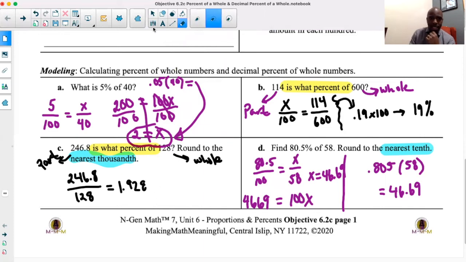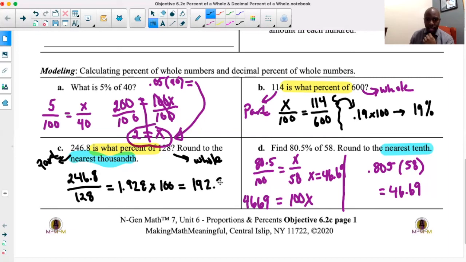Now that I got my decimal, I say, great, what did I do next? I need to multiply it by 100. Multiply this by 100. When I multiply by 100, I'm going to move the decimal 2 spaces to the right. I end up getting 192.8%. Please notice, ladies and gentlemen, I'm putting the percent sign.